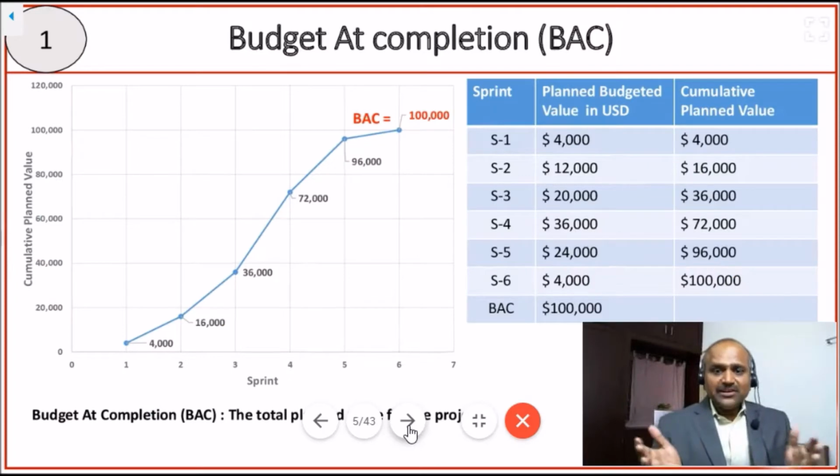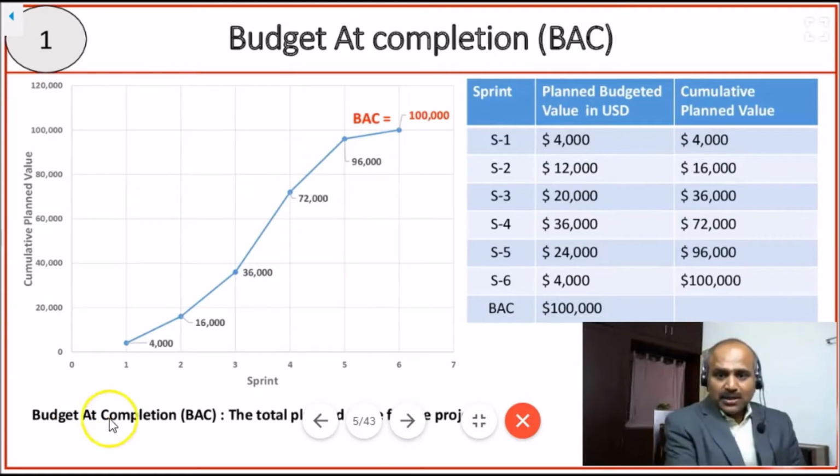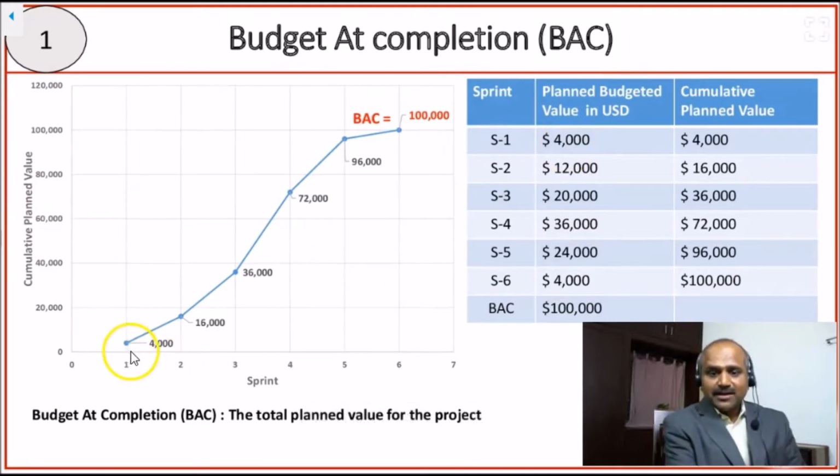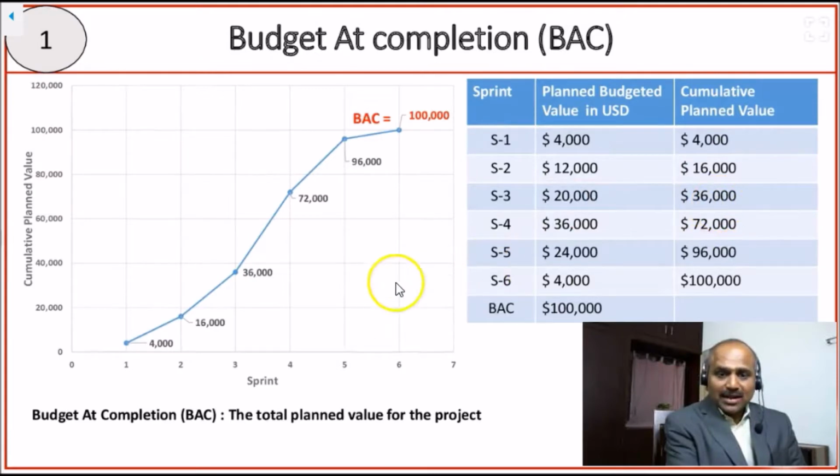Now, if we translate this to a graph, it comes to an S-curve. On the x-axis, the number of sprints are listed. On the y-axis, the cumulative planned value is given. So the first sprint is 4,000, so 4,000 is listed. In the second sprint, because it costs us 12,000, the cumulative value is 16,000. The $16,000 is listed. The third sprint costs 20,000, but the cumulative planned value is 36,000. So like this, the cumulative planned value is plotted.